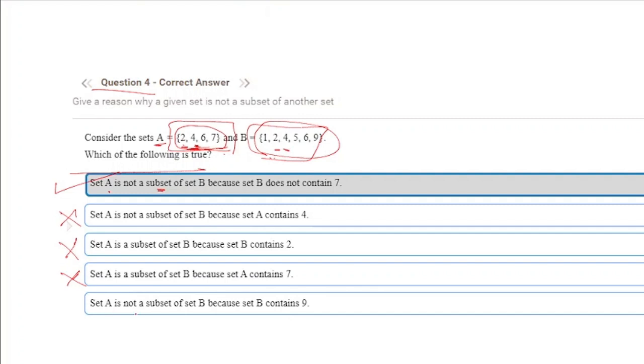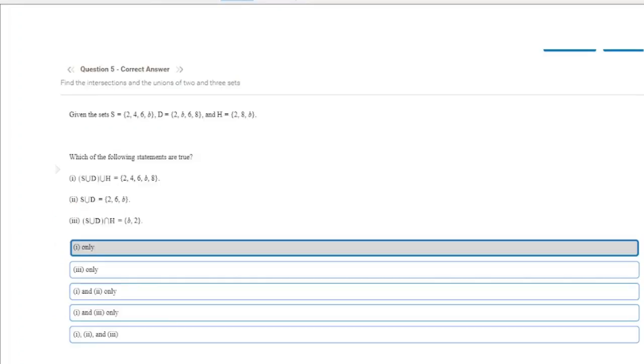Actually, no, because 7 is not in set B, so this is also a wrong answer. Question number 5. Given the sets S equal to {2, 4, 6, B}, D equal to {P, 2, B, 6, 8}, and H equal to {2, 8, B}. Which of the following statements are true? S union D union H will contain 2, 4, 6, B, 8.